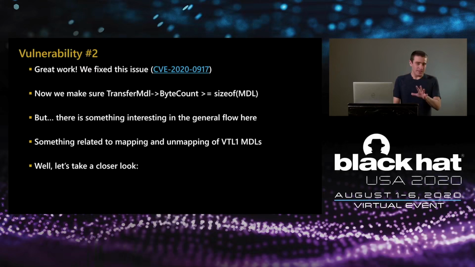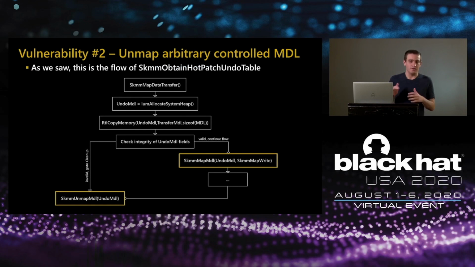But there is something else which is super interesting in the general flow in this function over here, and this is related to the way that we map and unmap VTL1 MDLs. Let's take a closer look. This is the general flow in SkmmObtainHotPatchUndoTable. As you can see, we allocate a chunk in the secure kernel heap. We copy the entire transfer MDL into this new chunk. We make some integrity check, and if this check passes, we call SkmmMapMdl to map this new MDL into the VTL1 address space.